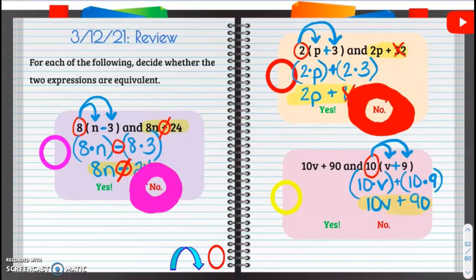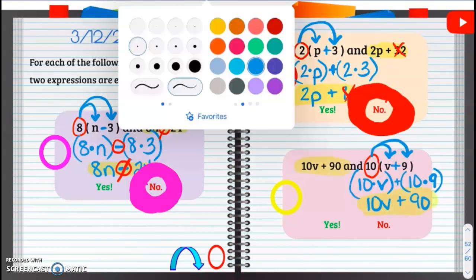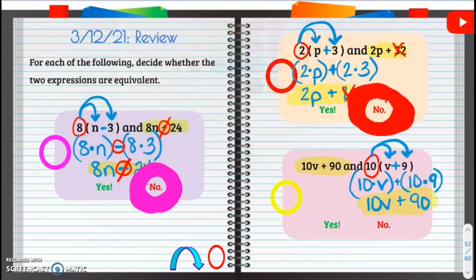Is 10 times v plus 90 the same as 10v plus 90? Yay! Winner, winner, chicken dinner. So we're going to drag this circle over that. Yes, yes, yes, yes, yes.